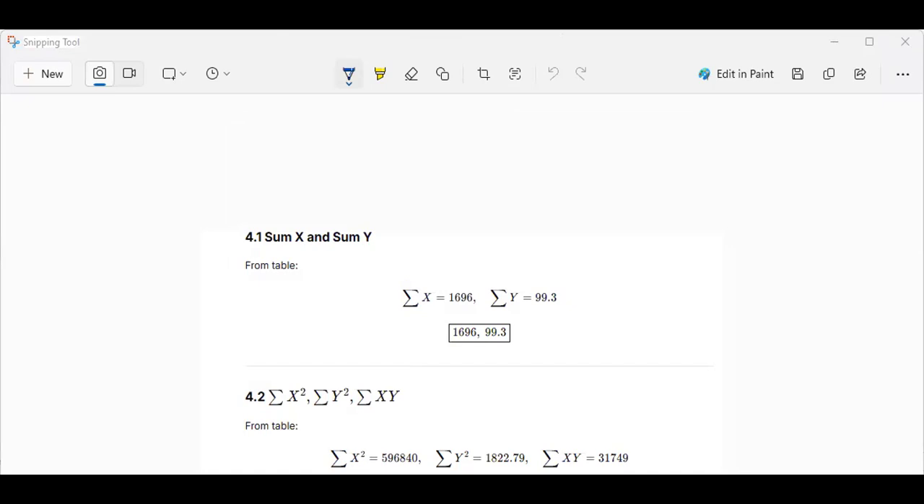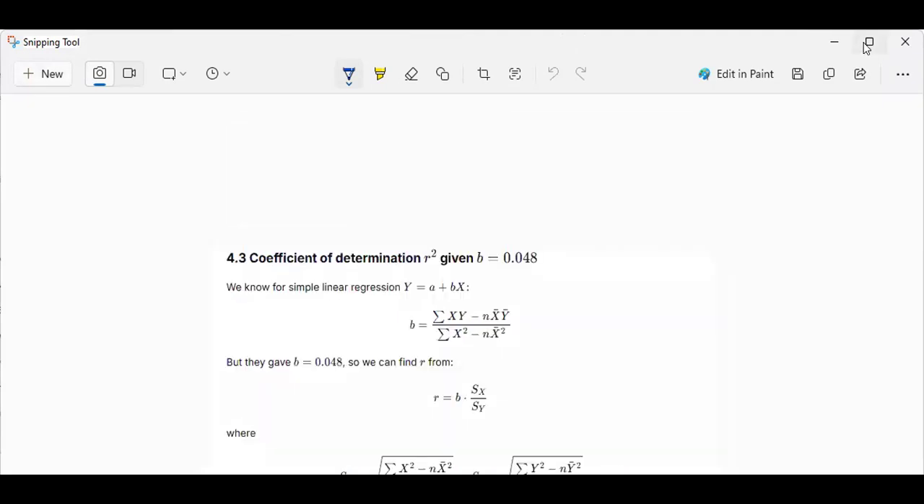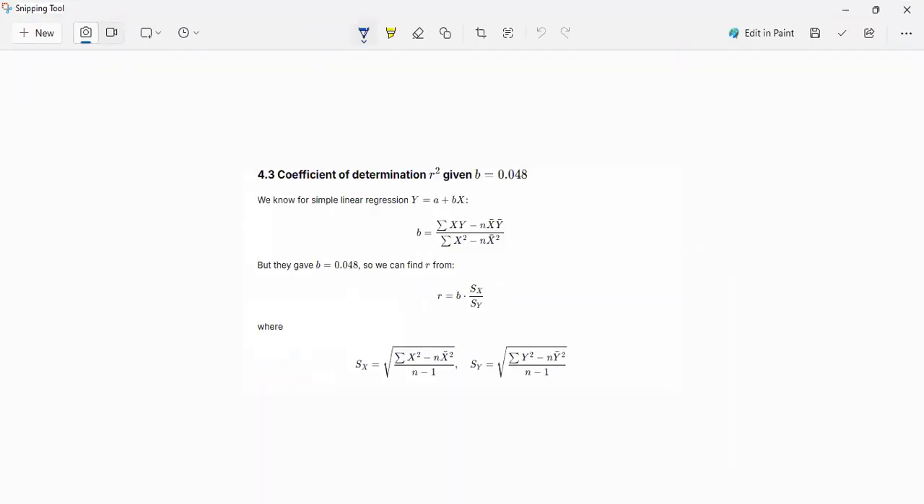All right. Then the coefficient of determination, I said it has many formulas. R squared can be calculated according to the formula that you would want. Others would use this formula. Others would use the formula that I gave them.